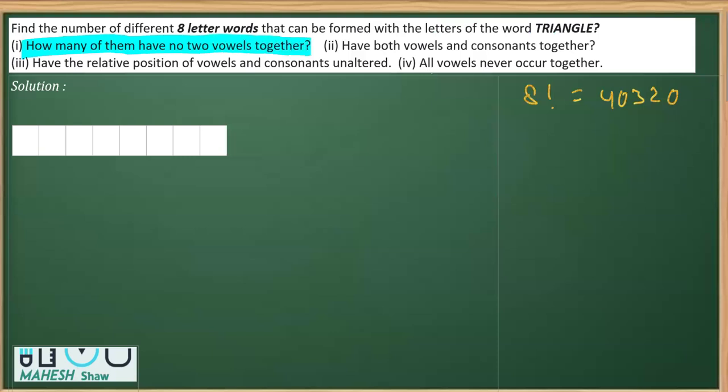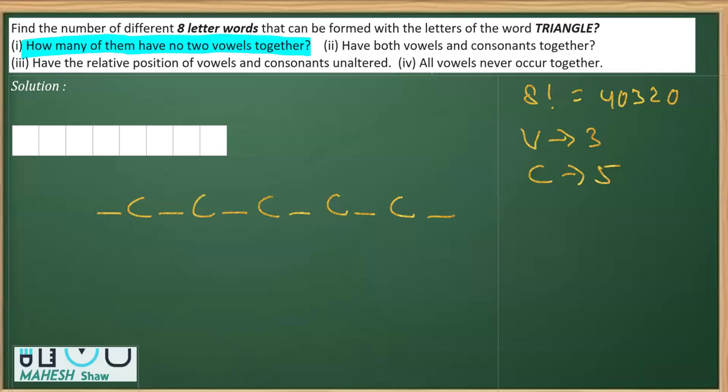Now, as we see the next part, it says how many of them have no vowels occurring together. That means the vowels should not occur together. So if I place a vowel, I must place a consonant, then vowel, consonant. Let's figure out how many vowels there are. Vowels are 3 here, and the remaining 5 are consonants. Now, first, let's talk about the number of ways by which the vowels can be selected here.